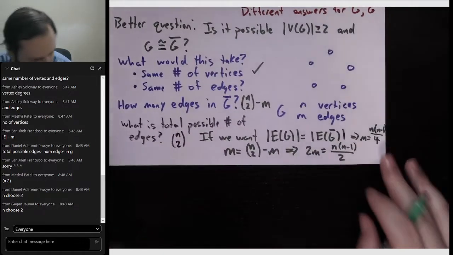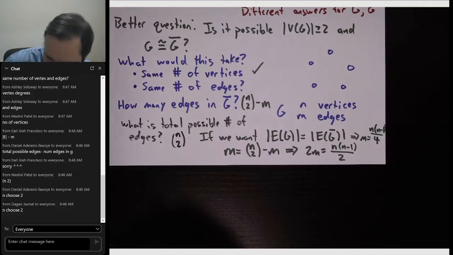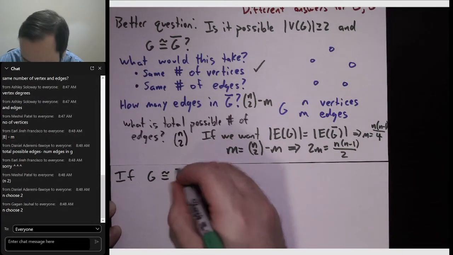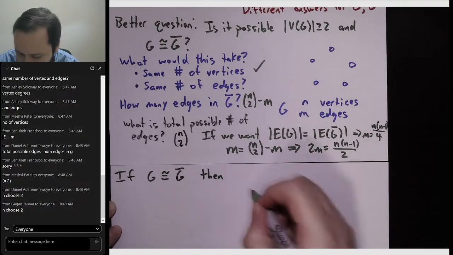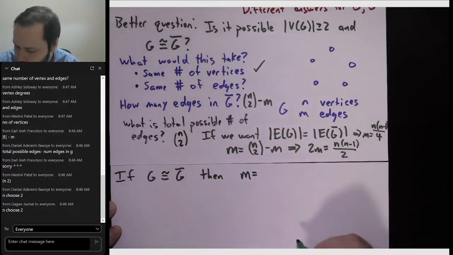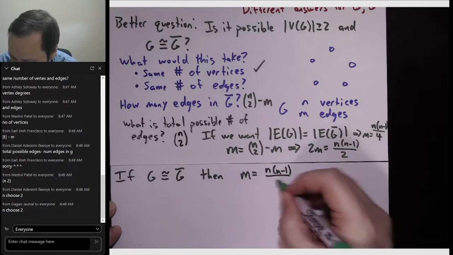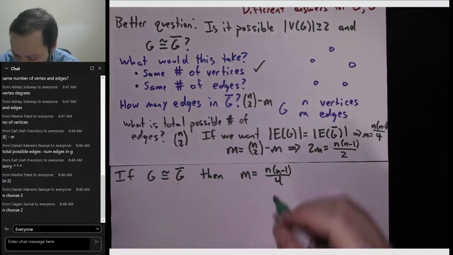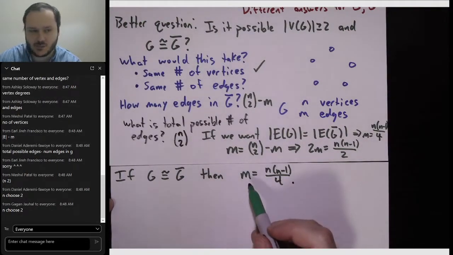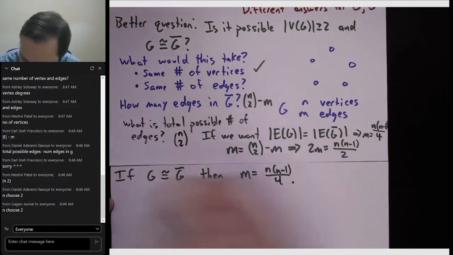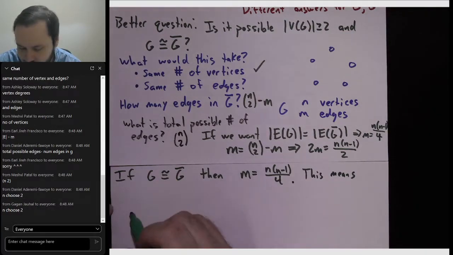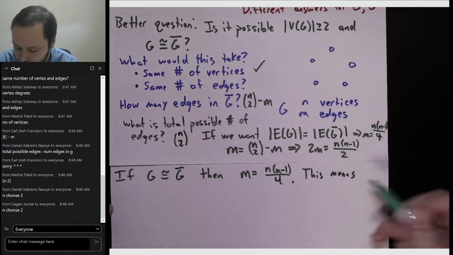Okay. So this tells us something. If G is isomorphic to G complement, then the number of edges is equal to n times n minus 1 over 4. I know how many edges I'm looking for. And this does tell me a little bit more as well. The number of edges had better be an integer, right? So that means either n is divisible by 4, or n minus 1 is divisible by 4.